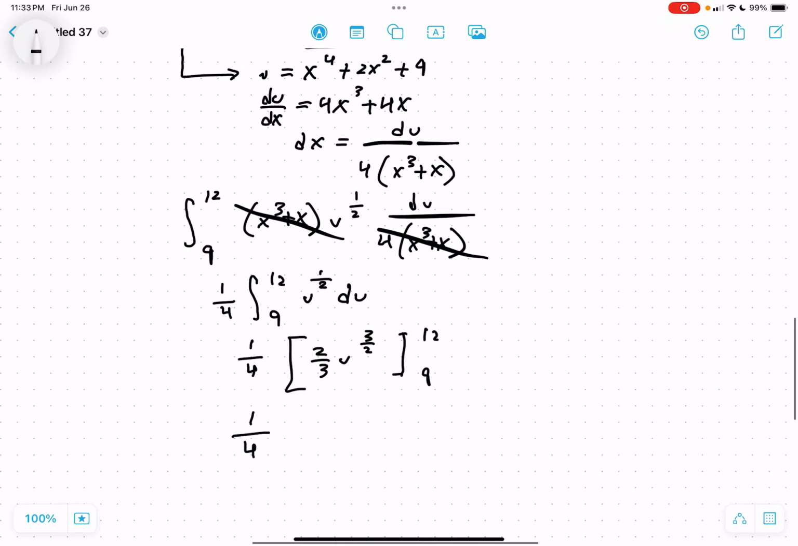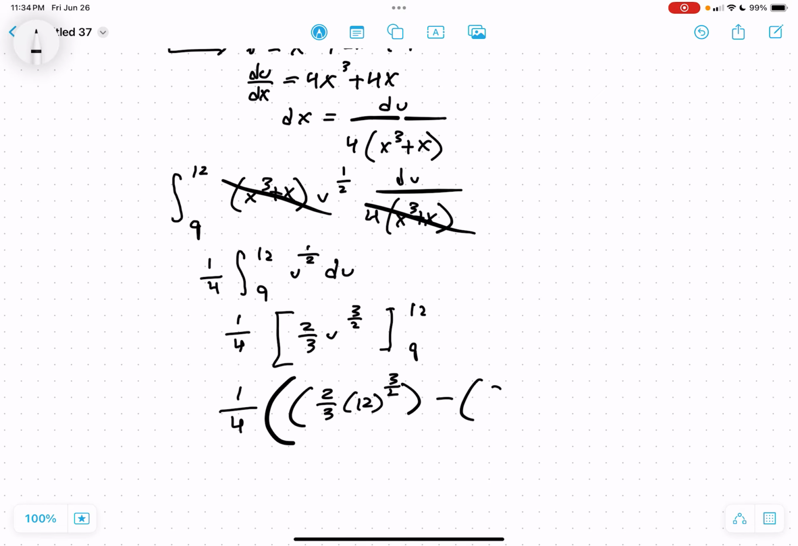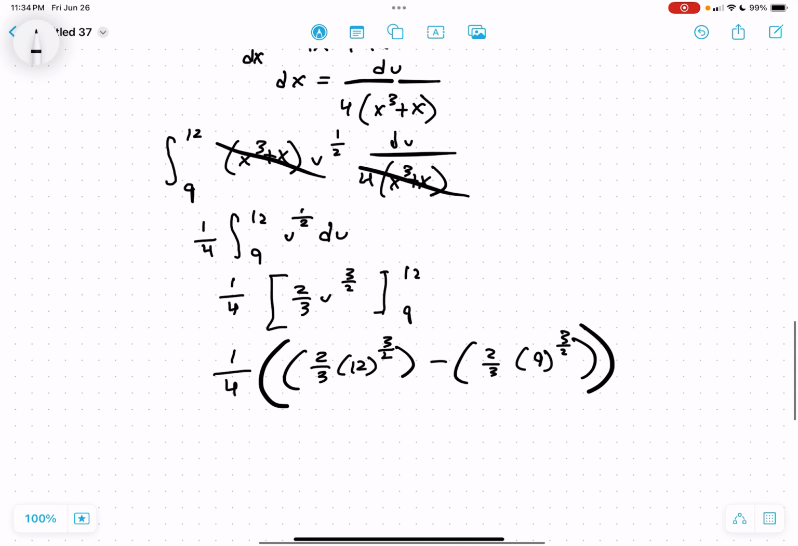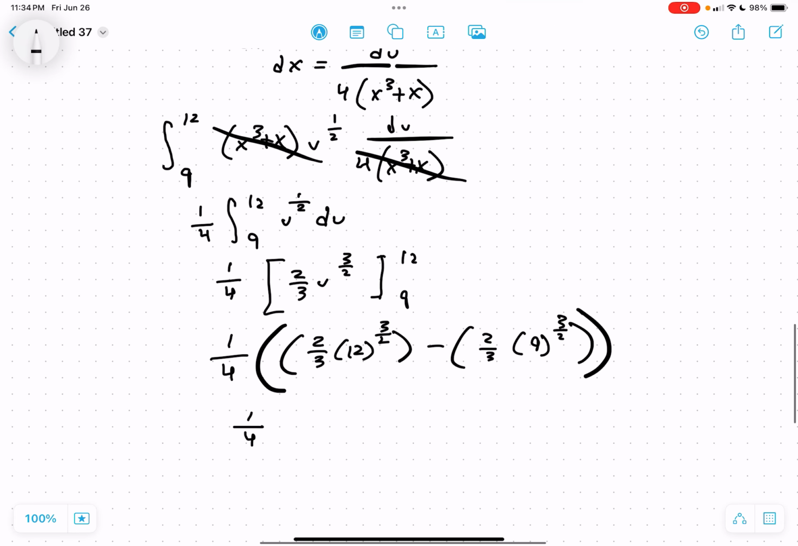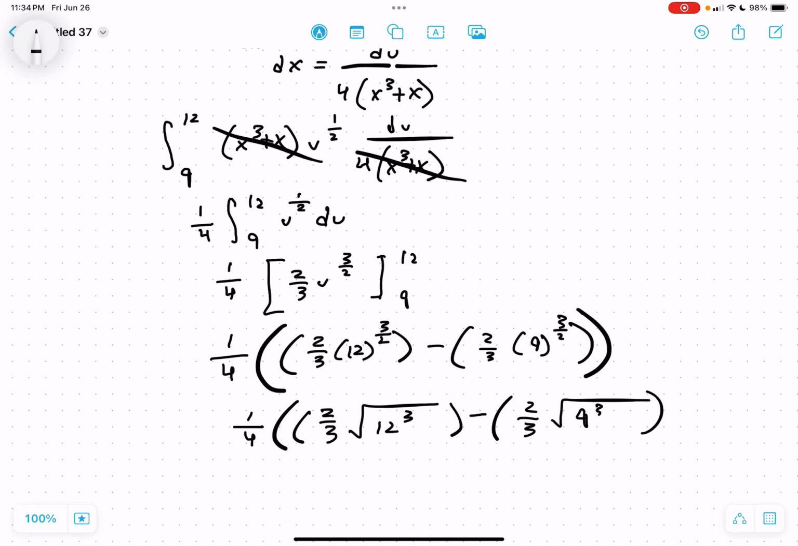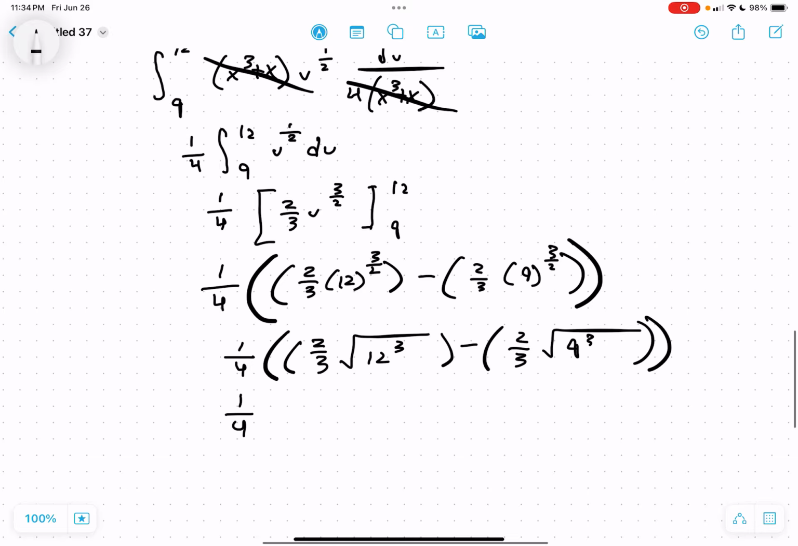So now this is going to be 1/4 times 2/3 12 to the 3/2 minus 2/3 9 to the 3/2. Now I have to evaluate this. This is going to be 1/4 times brackets, and this is going to be the same thing as 2/3 times the square root of 12 cubed minus 2/3 times the square root of 9 cubed. So this is going to be 1/4 times.